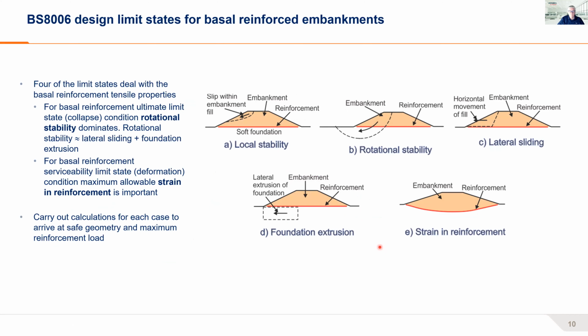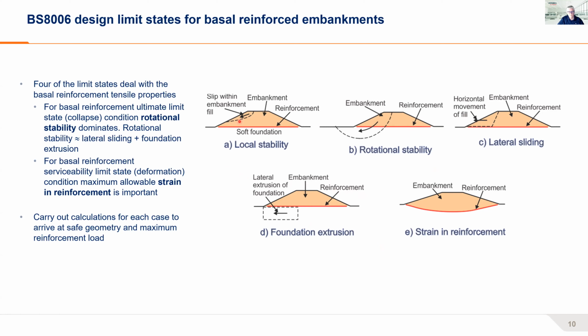Now, BS 8006 sets out a number of different design limit states for basal reinforced embankments on soft foundation. In fact, it sets out 5 of them. They're shown here in diagram form. And what you have to do is work your way through each of these cases and find out what reinforcement strength and what embankment geometry you need to satisfy these cases. And then you take the worst case.